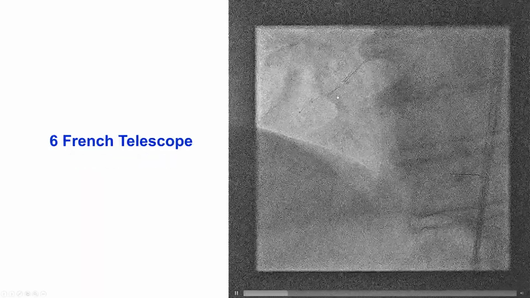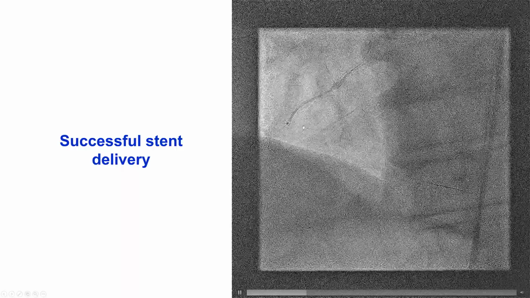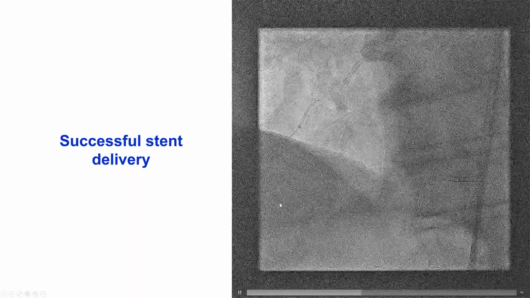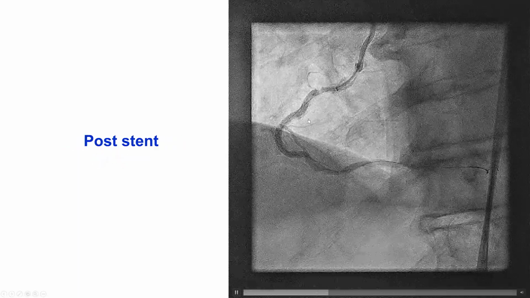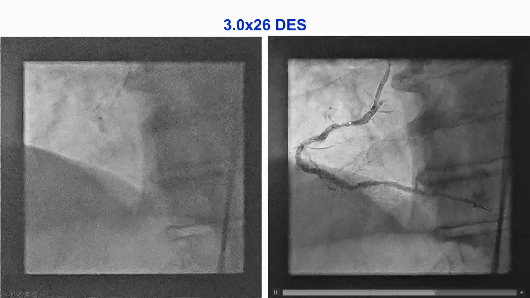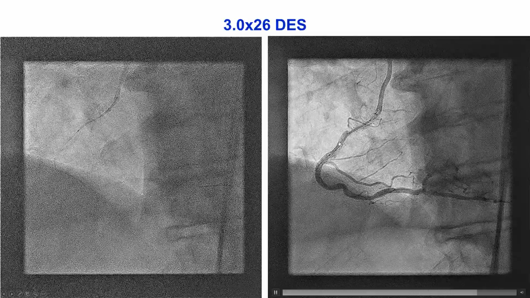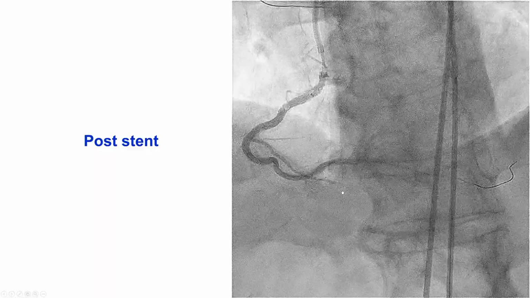We tried to deliver a 3.0 by 38 millimeter drug-eluting stent, but the stent would not cross to the mid-right coronary artery. As a result, we used a 6 French Telescope guide extension, and after doing that, we were able to deliver the 38 millimeter stent to the mid-right coronary artery. The stent was deployed, and that provided a nice result. There is still disease in the more proximal portion of the right coronary artery that was covered with another drug-eluting stent, 3.0 by 26, and that provided a nice result after post-dilatation.